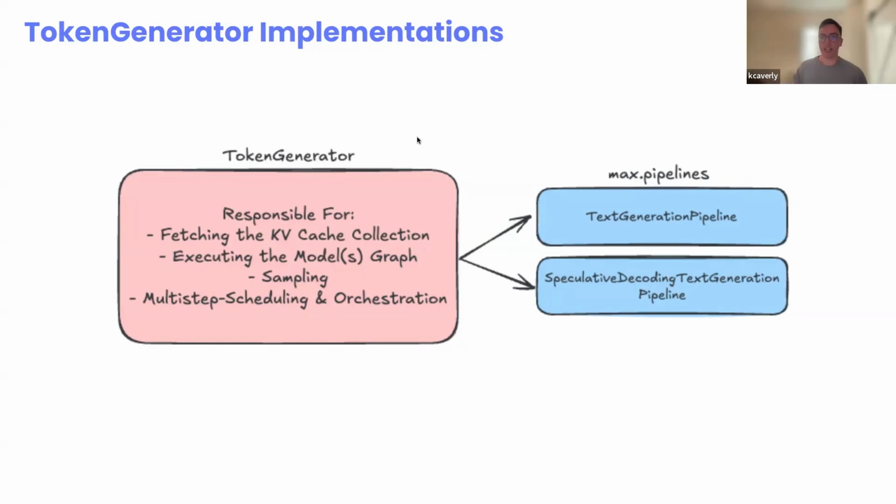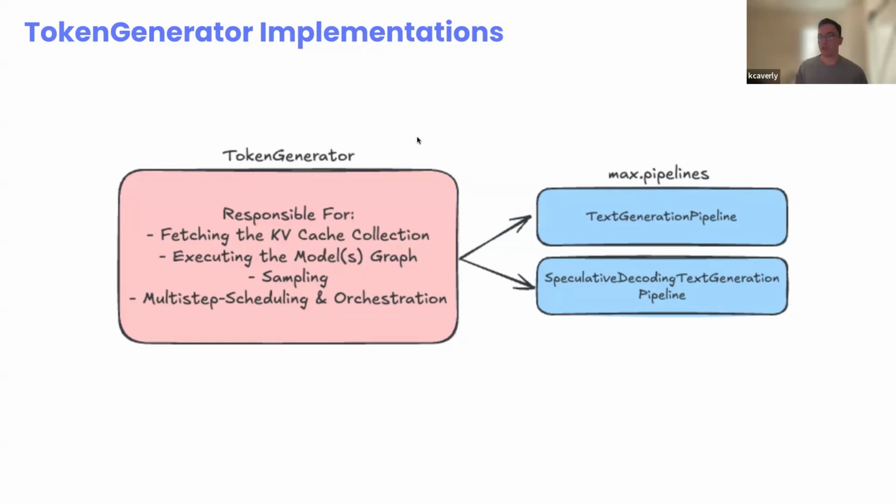It's responsible for fetching the KV cache collection. What this does is, every time we have a series of inputs, we actually have to go to the KV cache on the machine and generate a Mojo object that we use to hold information related to the cache, which we then pass throughout our kernels. It is also responsible for executing the model graph(s). I have the S in brackets there because a single pipeline can include more than one model. That's a very important distinction we introduced with the arrival of the spec decoding pipeline.